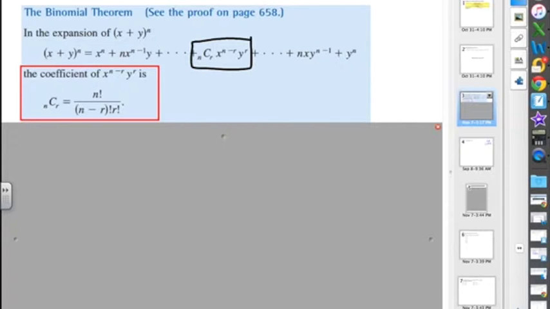First of all, notice the n is the power of x plus y. What power are you raising this to? It's the nth power. Notice r is going to be the power of y. And as a couple of you recognized, these two powers will always add up to n. In the example we looked at, the powers always added up to 5, because we have r and n minus r. You add those up, n minus r plus r is just n.